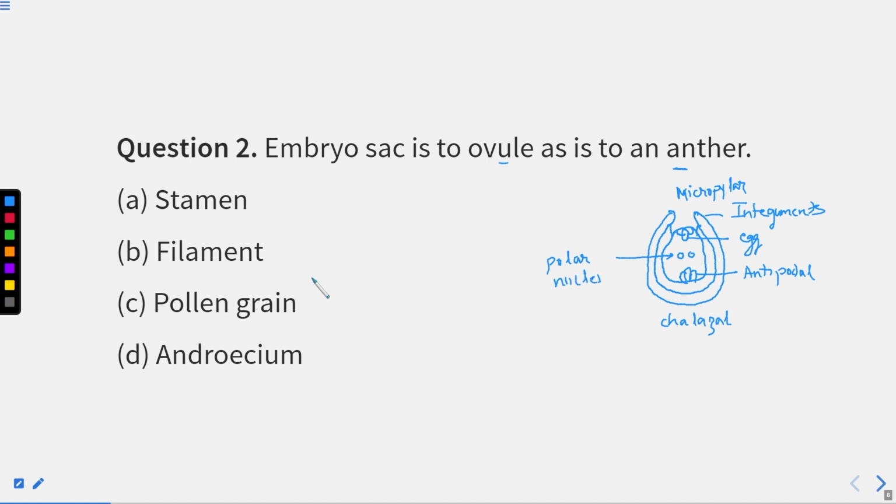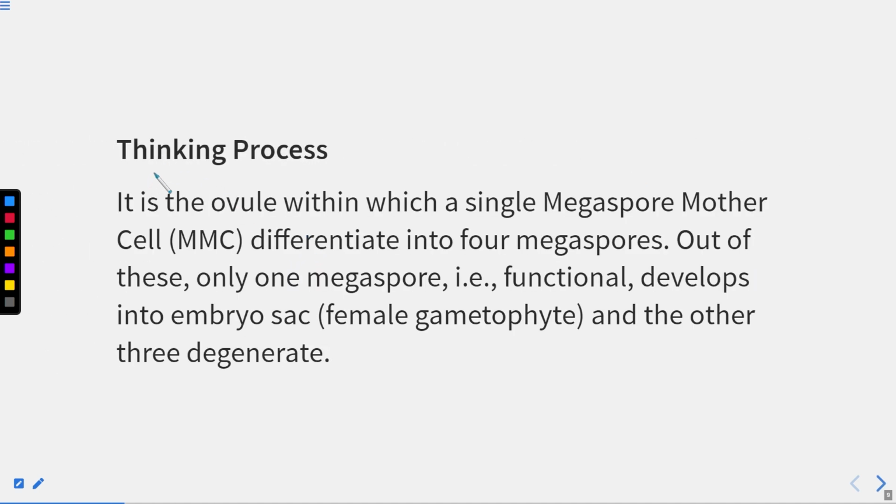Okay, so the embryo sac is present within this. This entire structure is known as the embryo sac, which, you can see, is 8 celled and 7 nucleate. Now, what is the answer here? So I've given you a thinking process here. This will help you understand this question better.